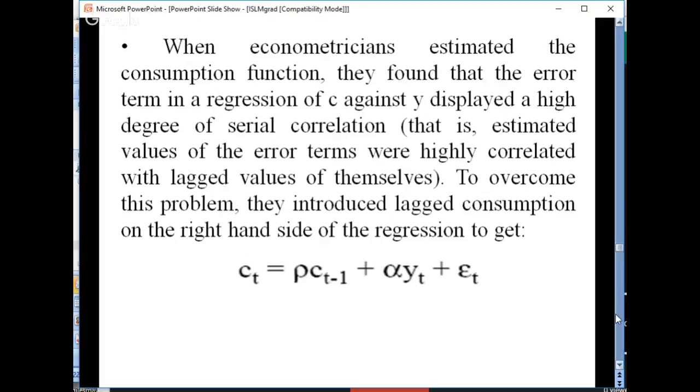So using what I hope you've learned in econometrics so far, when econometricians estimate the consumption function, they found that the error term in a regression of C against Y displayed a high degree of autocorrelation. To overcome the problem, they used lagged consumption. So I have C_t equals rho, which is the lag parameter, C_{t-1}, plus alpha Y_t plus epsilon_t, the error term.